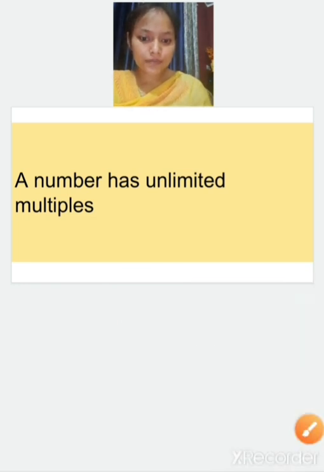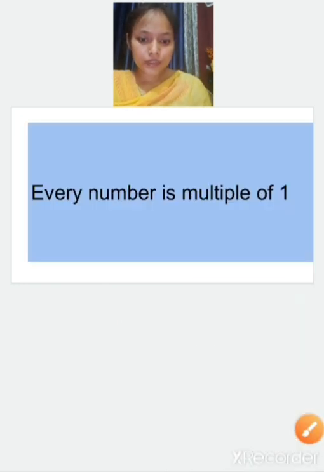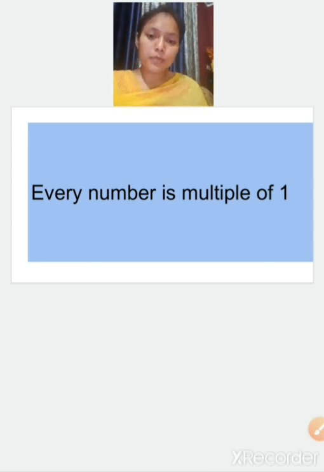Next is that every number is a multiple of 1. We know that every number comes in the table of 1. Yes or no? Like 50 multiplied by 1 is 50. 60 multiplied by 1 is 60. 100 multiplied by 1 is 100. So like this we can say every number is a multiple of 1. Okay?